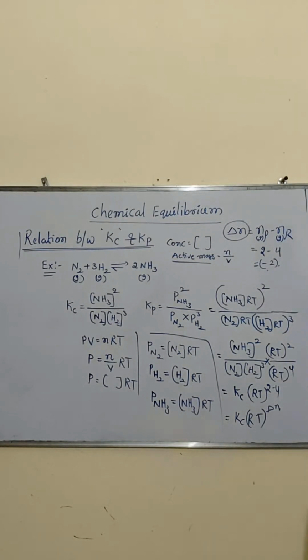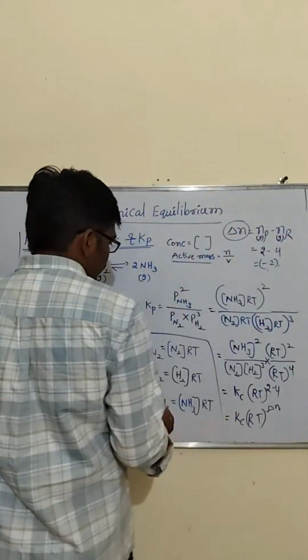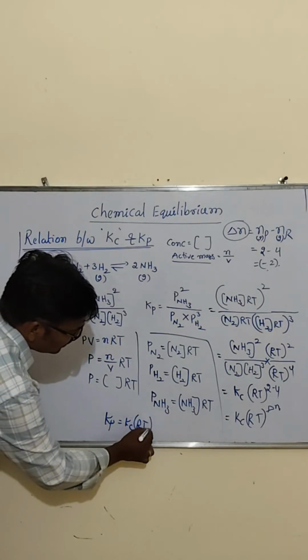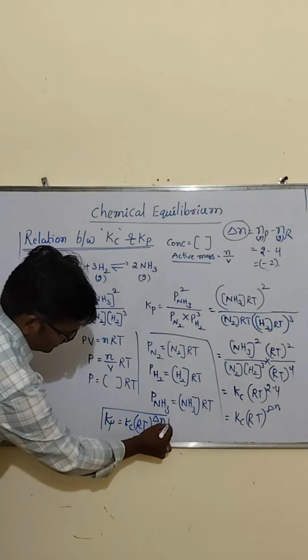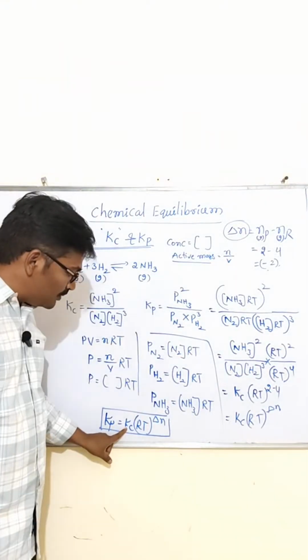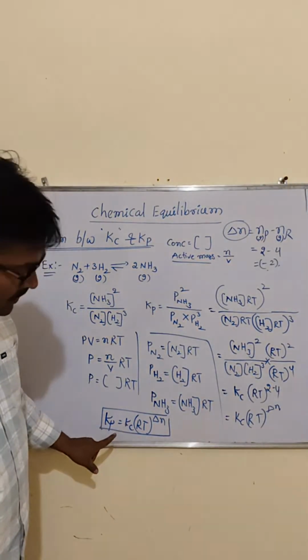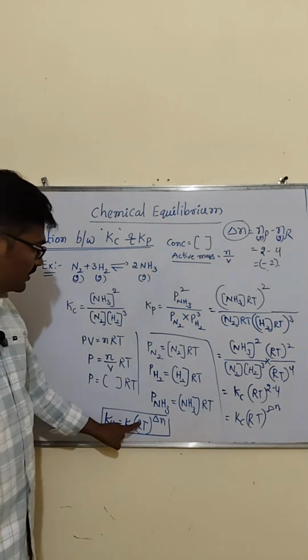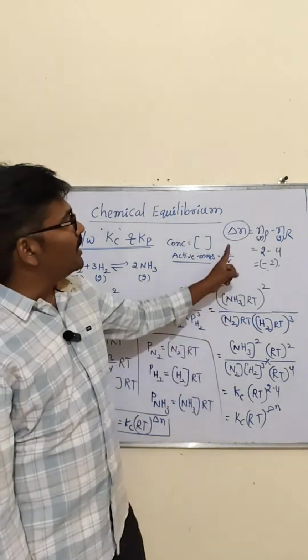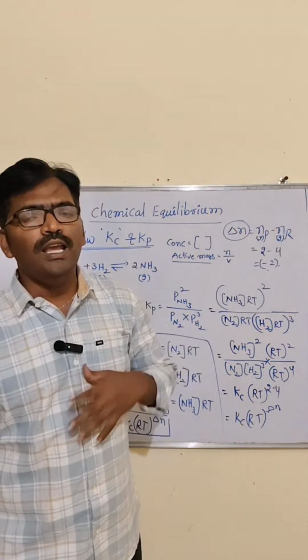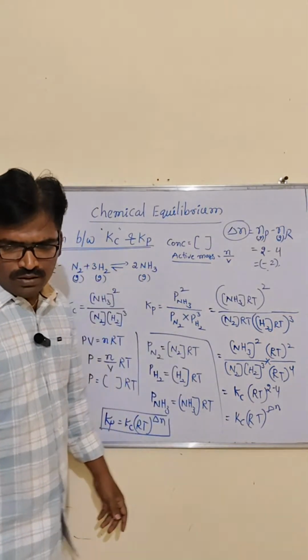So Kp equals Kc into RT power delta n, right? Yes, this is the relation between Kc and Kp. Kc is nothing but the equilibrium constant in terms of concentration, and Kp is the equilibrium constant in terms of pressure. Delta n is the number of moles of products minus the number of moles of reactants for any equilibrium reaction that we have to take.